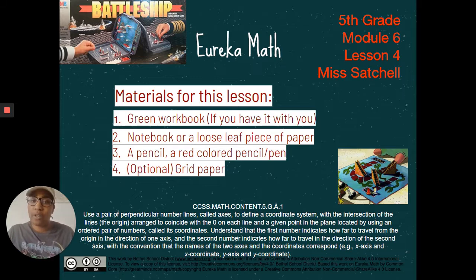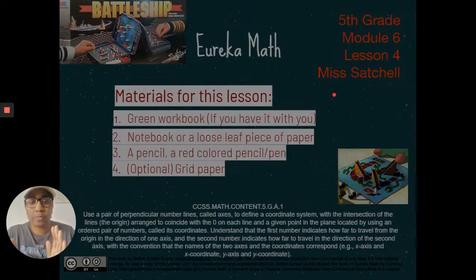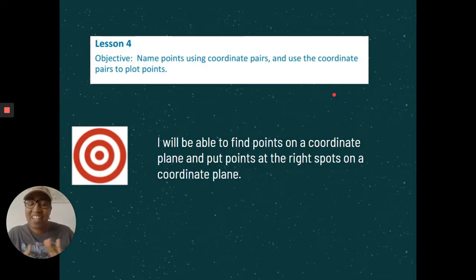So yeah, we're doing a board game, but on a coordinate plane. How interesting is that? Math in real life, ladies and gentlemen. Okay, so we're going to go over the objective. The objective for this is to name points using coordinate pairs and use the coordinate pairs to plot points. Basically the same objective that we have for lesson 3. Just continuing it. This one puts a little twist on finding the coordinate pairs. In our I will statement, I will be able to find points on a coordinate plane and put points at the right spots on a coordinate plane. Okay?